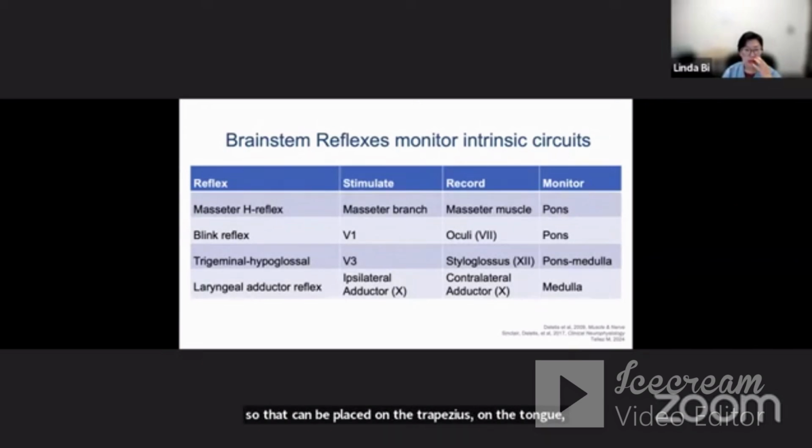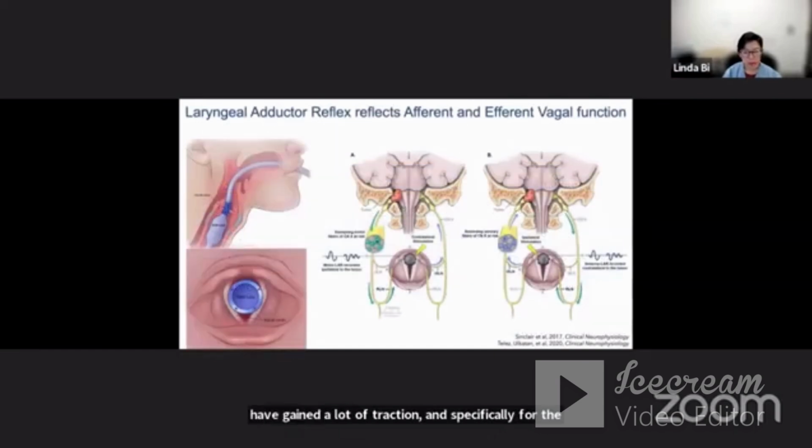In even more recent years, the idea of reflexes as a continuous monitor for intrinsic circuits has gained a lot of traction. Specifically for the lower cranial nerves, the most popular, first developed in the head and neck and ENT literature around 2017 and really refined in the last 7-8 years or so, is that of the laryngeal adductor reflex. This has appeal for several reasons.